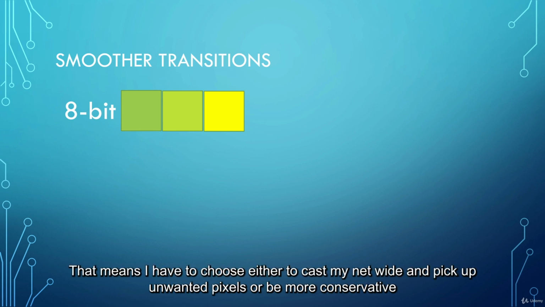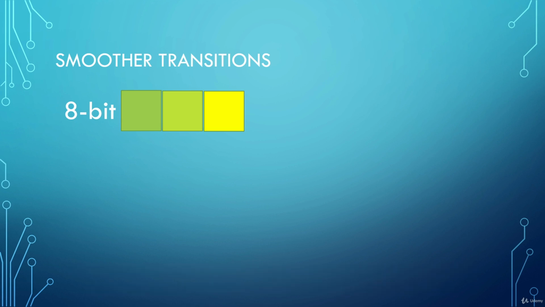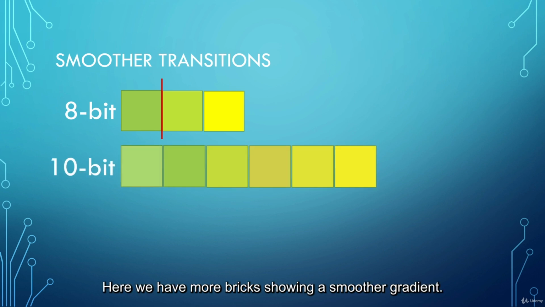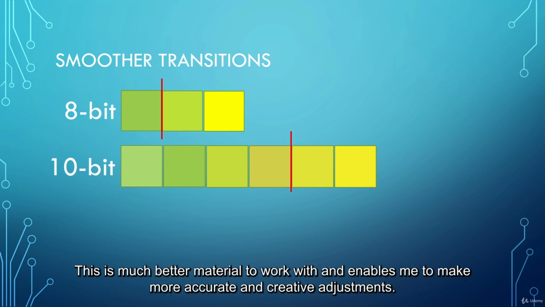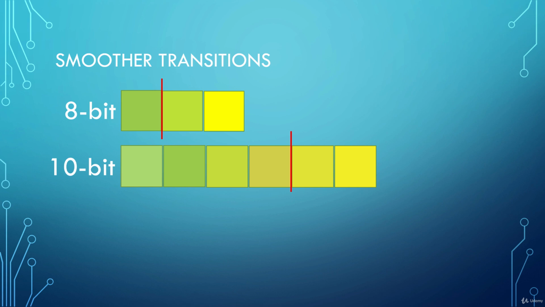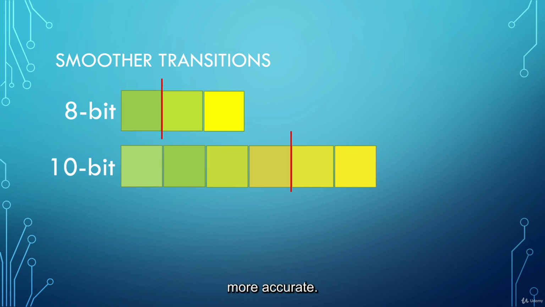That means I have to choose either to cast my net wide and pick up unwanted pixels, or be more conservative and miss the details that I may actually want to work on. This is not an ideal situation. Here we have more bricks showing a smoother gradient. I can now make a qualification with much more accuracy and can choose only the details I want to work with without making any sacrifices. This is much better material to work with and enables me to make more accurate and creative adjustments. This is the main takeaway here. It's better to work on higher bit depth material because it allows your secondary grades to be much more accurate.